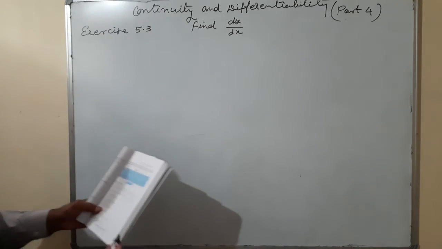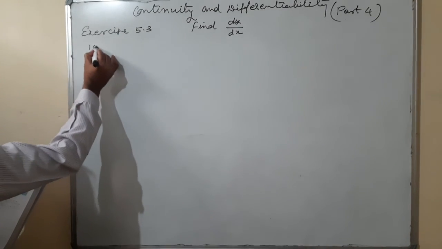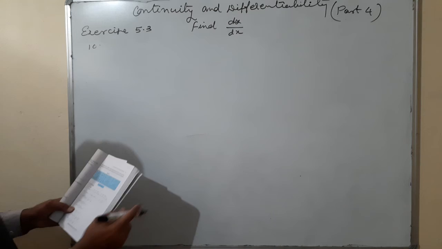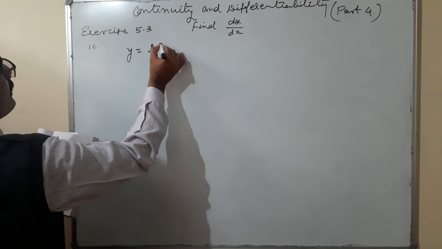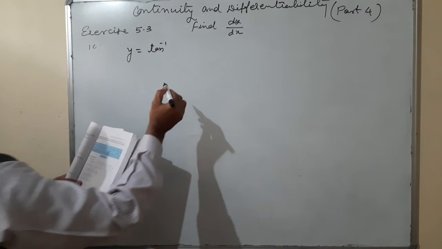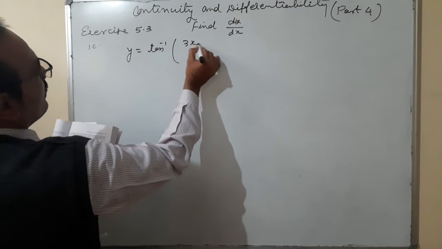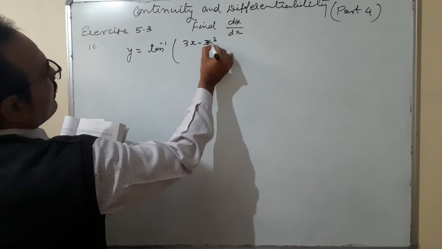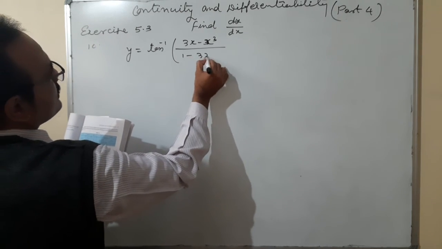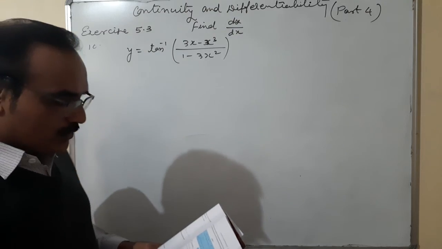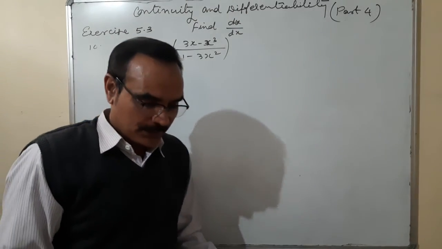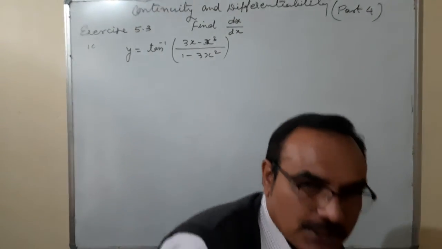Question number 10. 10th question. Y is equal to tan inverse 3x minus x cube upon 1 minus 3x square, where minus 1 upon root 3 is less than x is less than 1 by root 3. Okay. Question is find dy by dx.